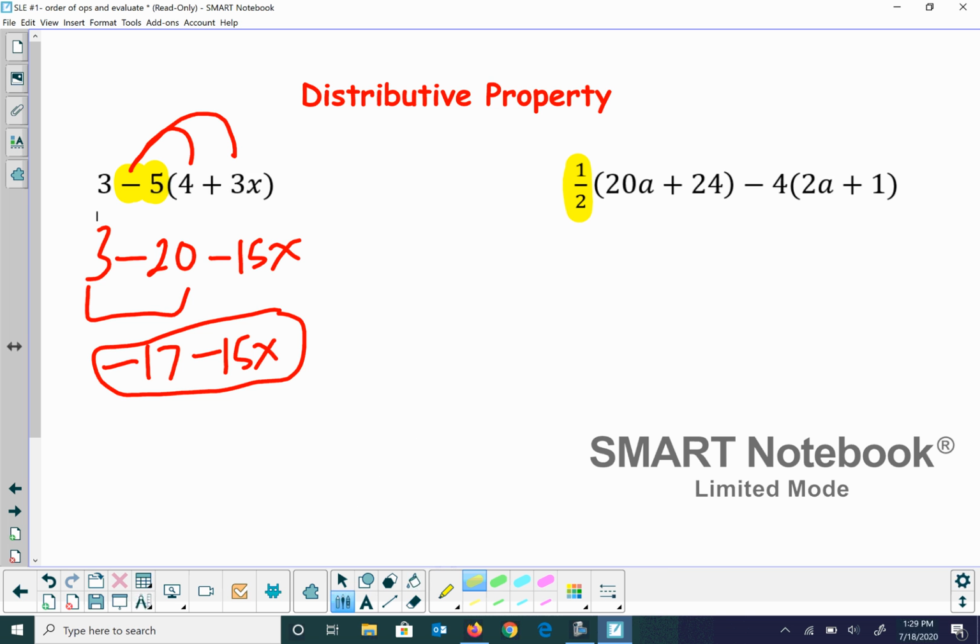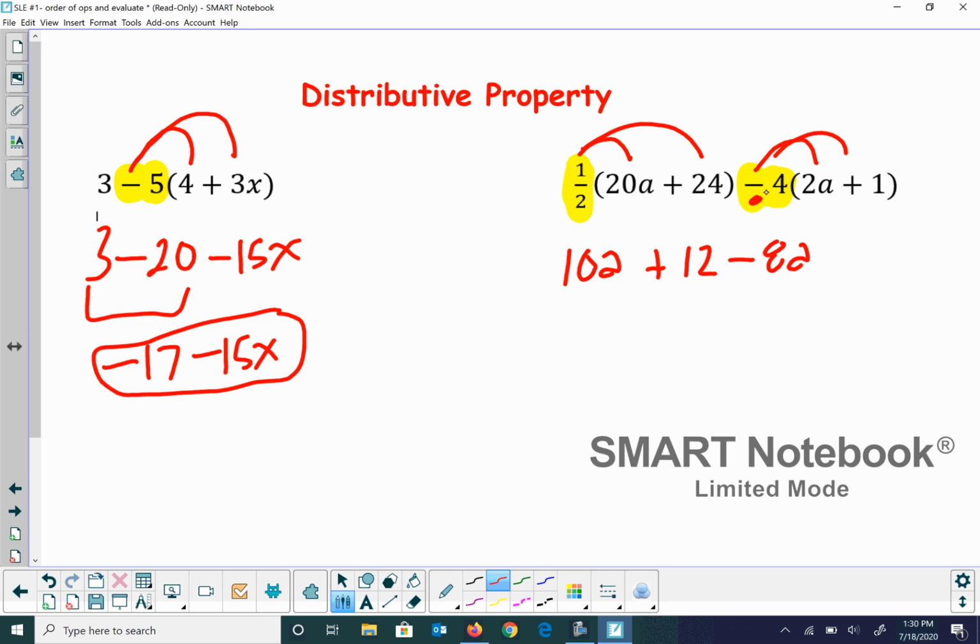Next problem, we're going to make sure we want to distribute the 1/2 over the parentheses, and we want to make sure we distribute the negative over the parentheses. So 1/2 times 20 and 1/2 times 24. Half of 20 is 10, and there's an a that comes along for the ride. Half of 24 is 12. What should I distribute on this one? Just 4? No, distribute the negative as well. Okay, so -4 times 2a is -8a. -4 times +1 is -4.